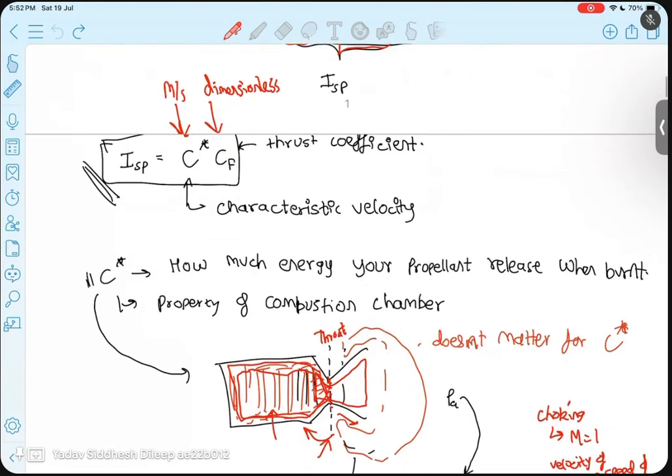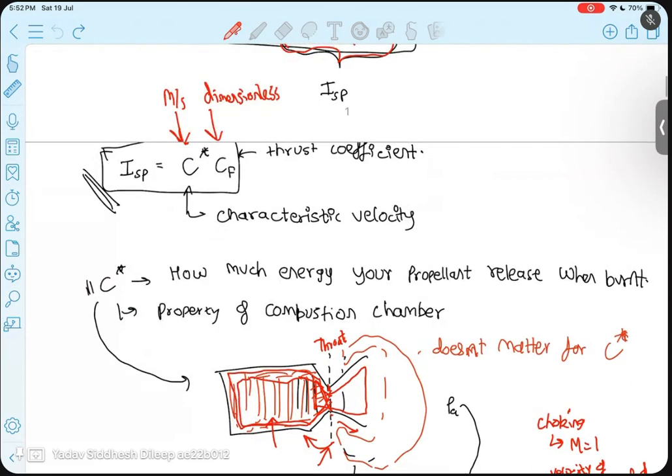And that's why we are developing on our own as of now. Talking about ISP, it is the overall performance parameter. When you want to compare two different rocket engines, you take the parameter ISP. But ISP consists of two terms, that is C star and CF. I will explain you. Just understand what these terms are. Derivations and everything you can do on yourself, believe me.